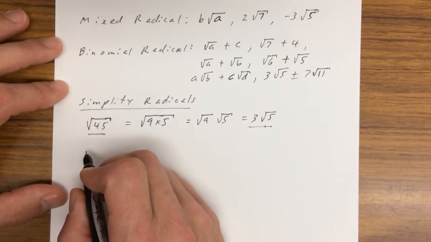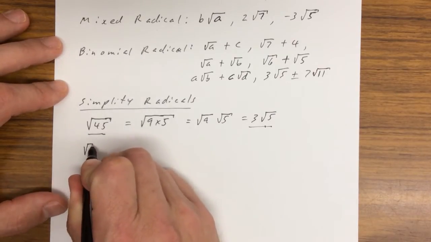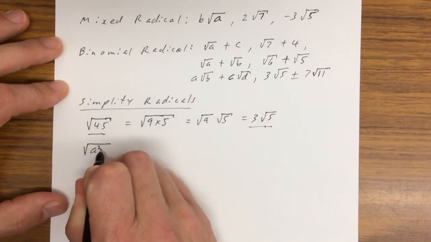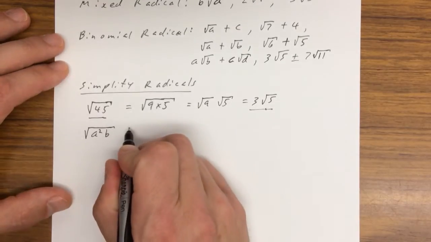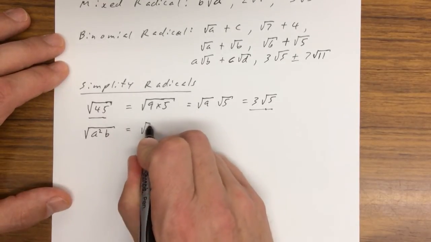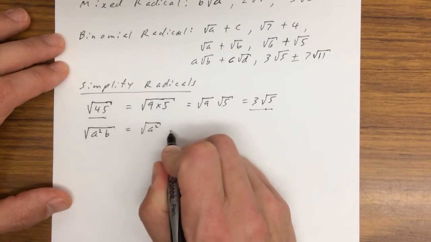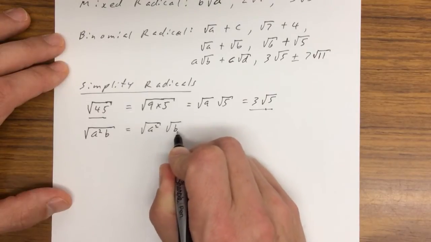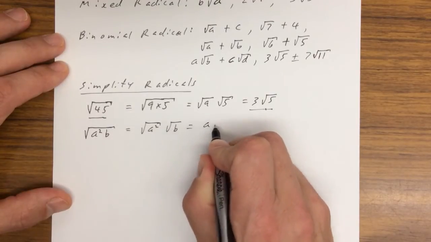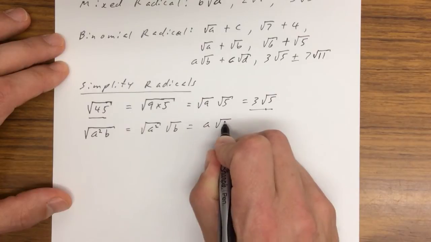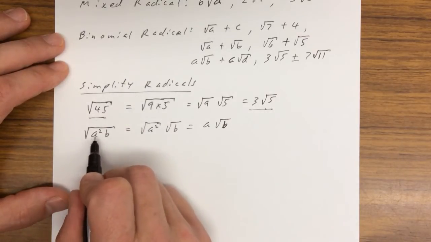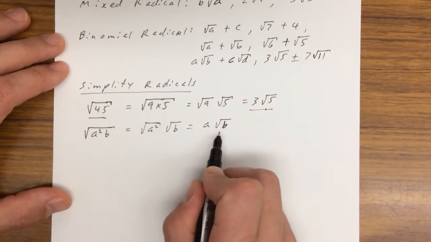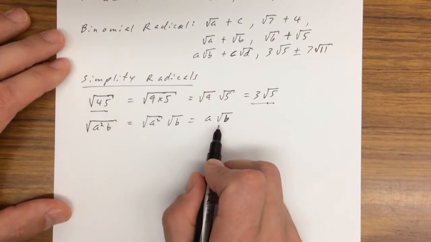Okay, what about this ugly one here, root of a squared b? Well, that can be reduced. Root a squared times root b, which equals a root b. So that's generally the form you want to put the number in, something that is a perfect square times b, and then you can reduce it to this.